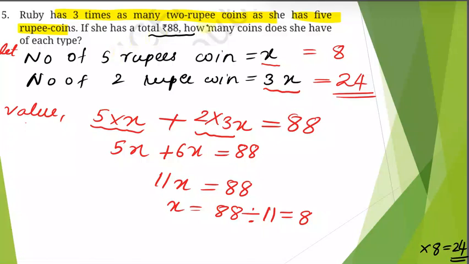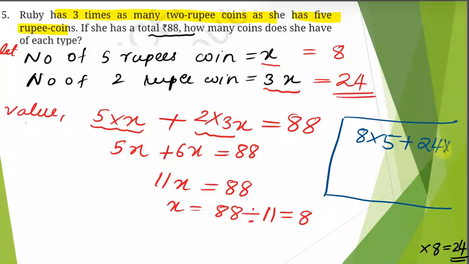Okay, now can you check whether it is correct or not? How can we check? Yes, you just have to substitute the values and check whether it is correct. For example, there are 8 5-rupee coins, meaning 8 into 5, and 24 2-rupee coins, 24 into 2. 8 times 5 is 40, plus 24 into 2, which is 48, right? 48 plus 40 you will get 88. So the total was 88. So the values are correct. Got it? Okay.